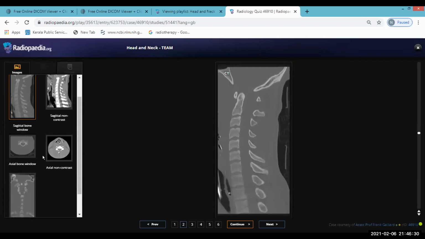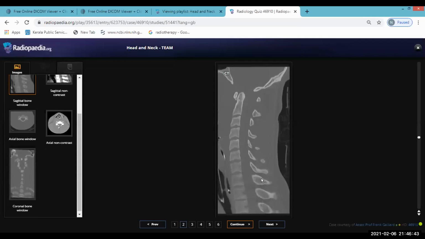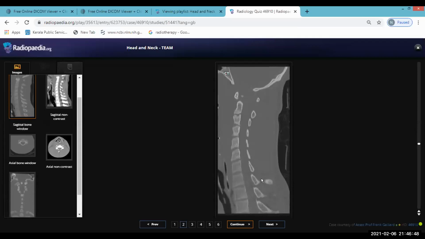The patient has a history of road traffic accident. Now I'm looking at the bones, and there is no evidence of any obvious fracture in the visualized vertebral bodies.